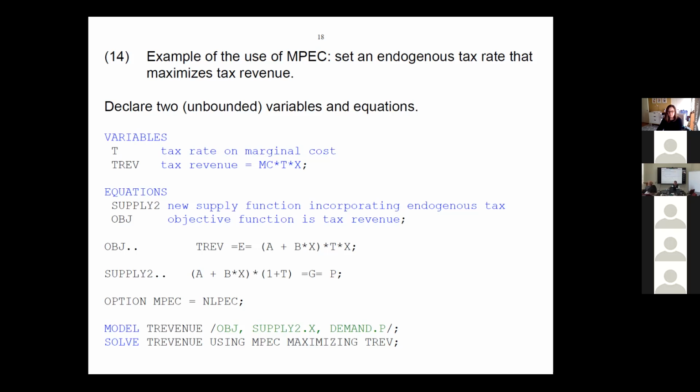So this is a model with 3 equations: the objective function, supply 2 dot x, and demand dot p. I don't have to re-specify what the demand equation is from the upper program. I can say solve T revenue using MCP maximizing T rev. And T is what we call an instrument variable. That's not formal GAMS terminology; I'm just going to call it an instrument variable.